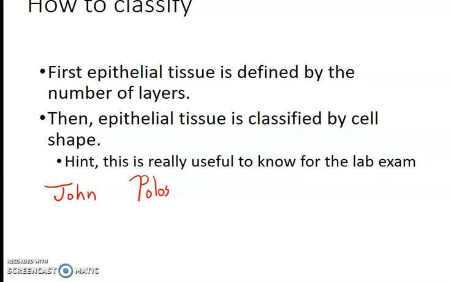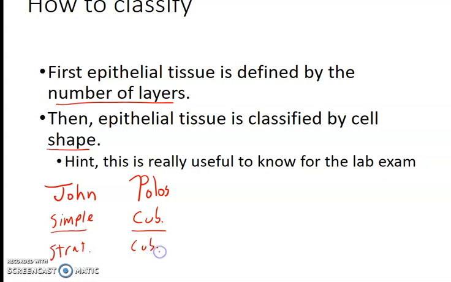It is first defined by the number of layers of the tissue. So it could be simple. And then its cell shape, like cuboidal. So that would be its name. Simple, first name. Cuboidal is its last name. Or stratified cuboidal. So let's look at that.